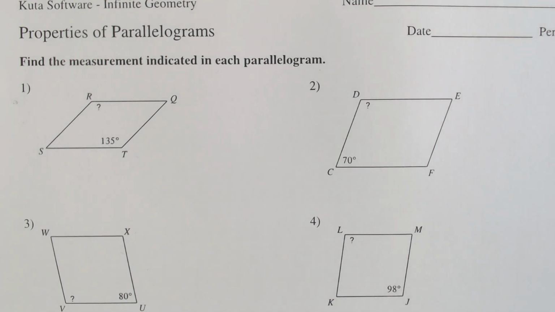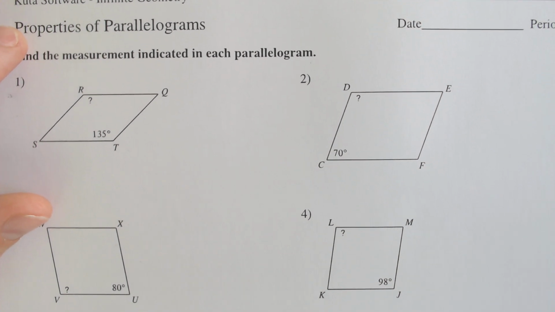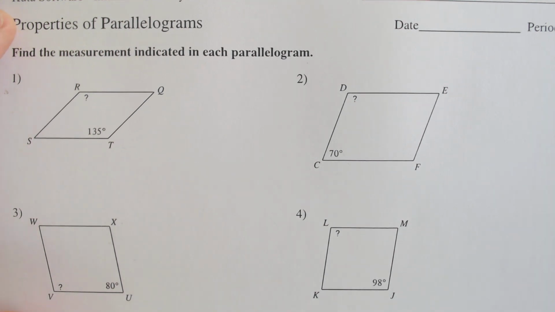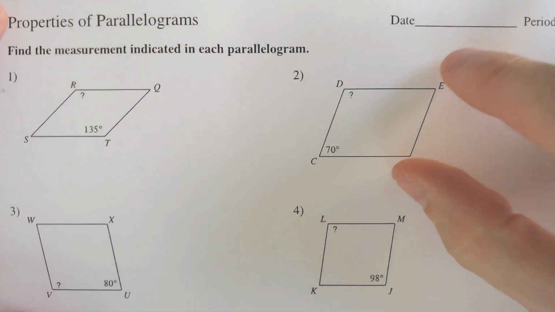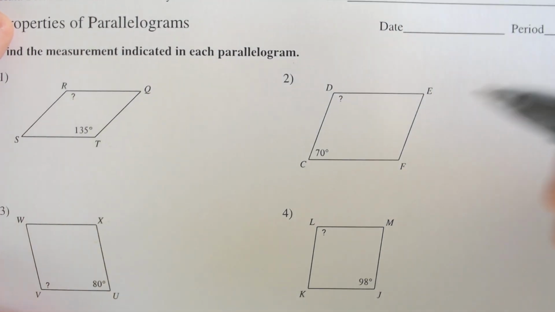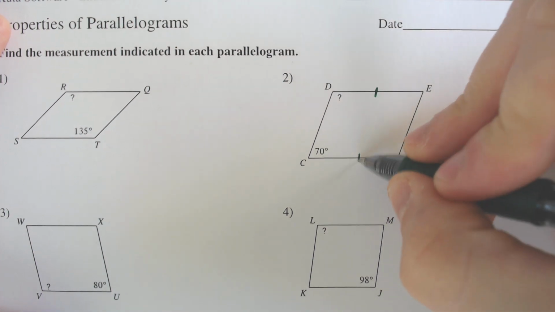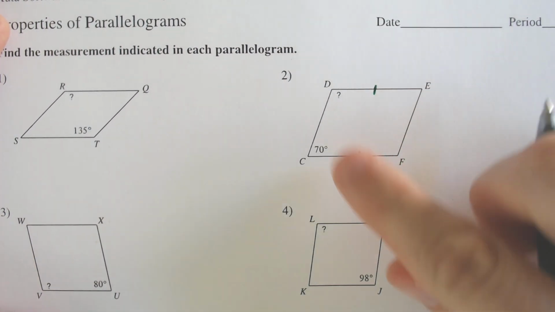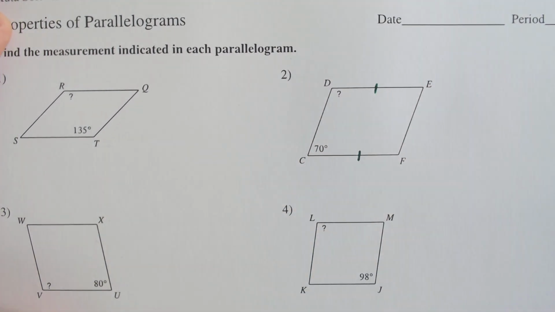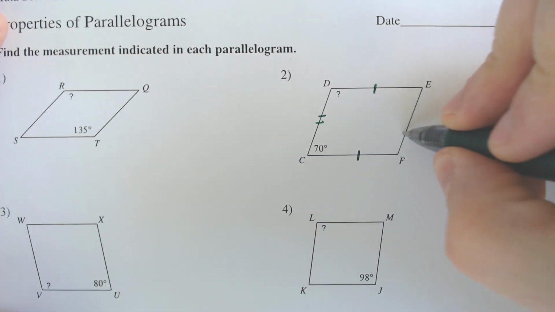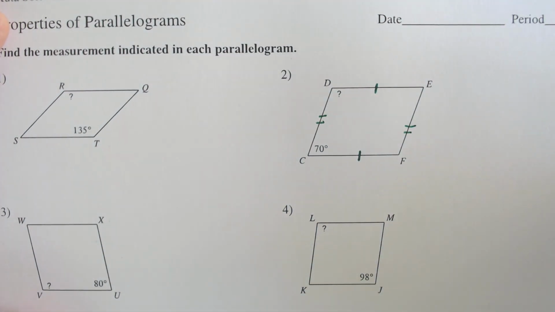Okay, so to refresh in case you haven't done anything with parallelograms, here are some things that are true with parallelograms. I'm going to use number 2 as an example because it's a little bit bigger. The opposite sides are congruent. So those two sides, D and E and C and F, are congruent. And the other sides over here are congruent as well, C to D and E to F. Those two sides are congruent.